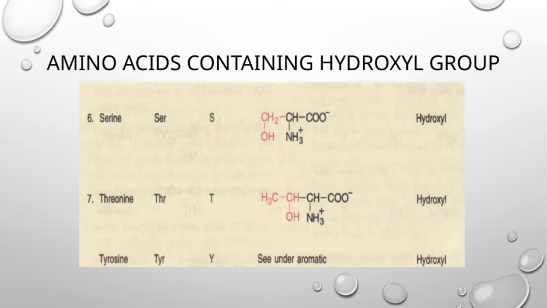For example, serine and threonine are two amino acids that have hydroxyl groups. These amino acids are not only building blocks of proteins, but also play vital roles in cell signaling and enzyme activity. Understanding these amino acids helps us grasp how proteins can be modified or how they participate in complex biological processes. So, recognizing the presence of hydroxyl groups gives us insight into their functional versatility and importance in biochemistry.